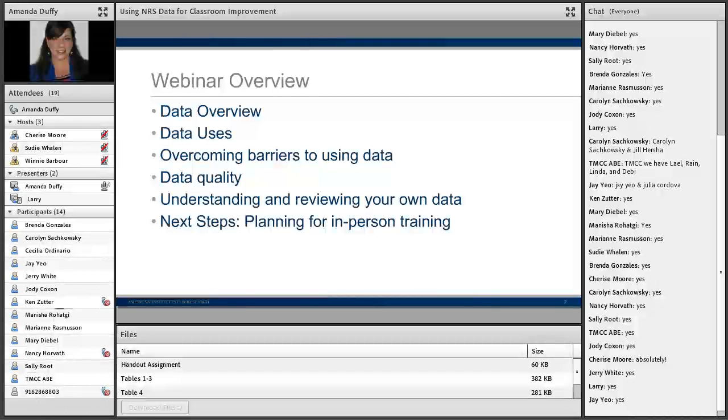Let's just do a quick overview of what we're going to talk about today. So we're going to look at the big picture of data by providing an overview of what data is, how data can be used, and how data is currently used. And we'll talk through some of the most common barriers to using data. And of course, as we talk about barriers, we always want to be solution focused. So we're going to talk about some of those solutions. We're going to look at what data quality is, and finally we'll spend a chunk of our time together this evening, I'm on the East Coast, or your afternoon, working through understanding and reviewing your own classroom data.